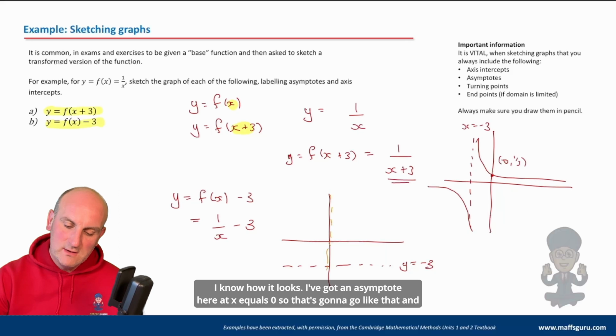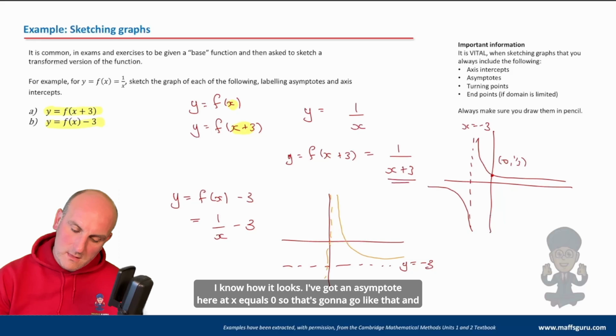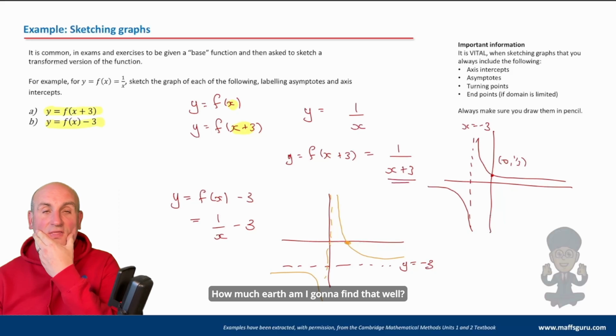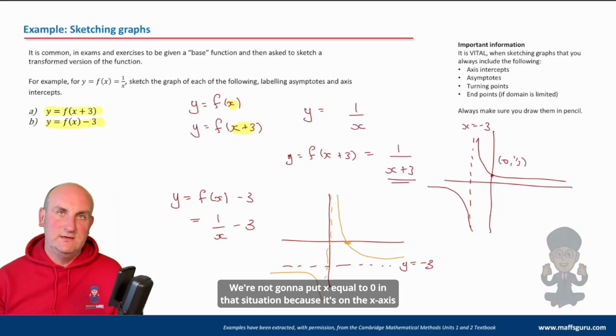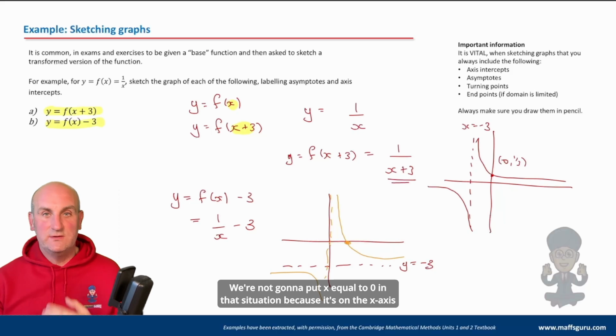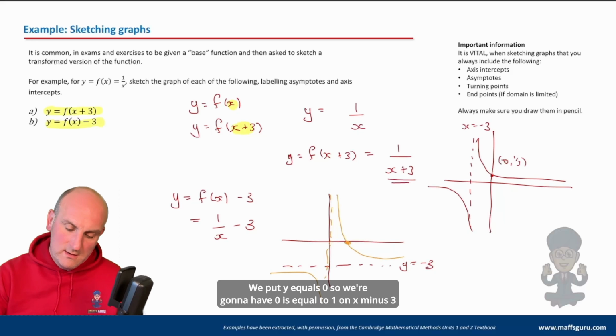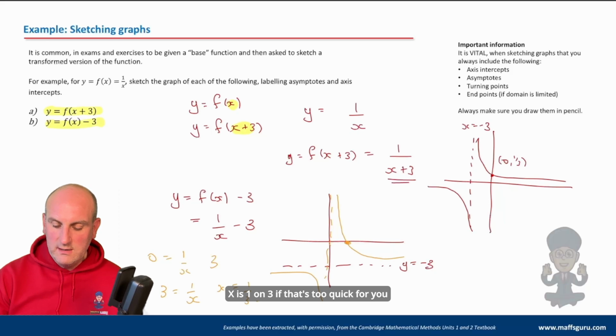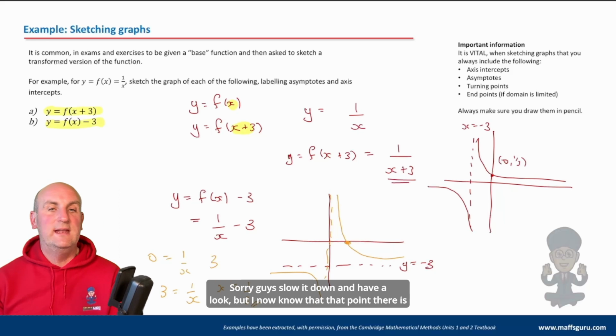I've got an asymptote here at x equals 0. So that's going to go like that. And this is going to look something like that. I can find that. How on earth am I going to find that? Well, we're not going to put x equal to 0 in that situation because it's on the x-axis. We'd put y equals 0. So we're going to have 0 is equal to 1 on x minus 3. 3 is 1 on x. X is 1 on 3. If that's too quick for you, sorry guys, slow it down and have a look.